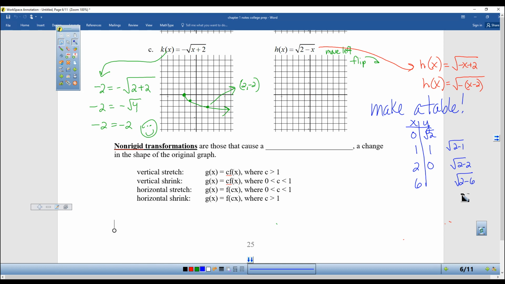You can't do the square root of negative 4. So this graph is never going to reach 6. So let's just do the ones that we have so far. We know (1, 1), and we know (2, 0). That's probably not enough for you to make a sketch, except that you knew it moved 2, and you thought it moved left. It actually moved right.